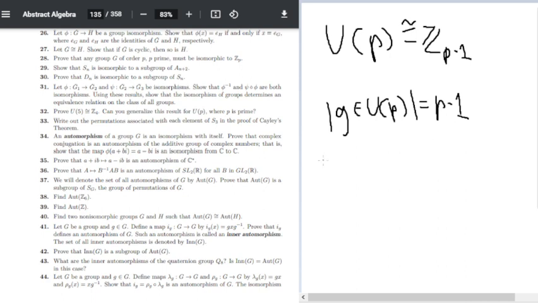So it should be obvious that G to the P minus 1 is equal to G to the phi of P, which is equal to G to the order of U of P, which is equal to 0. Wait a minute, let me think.